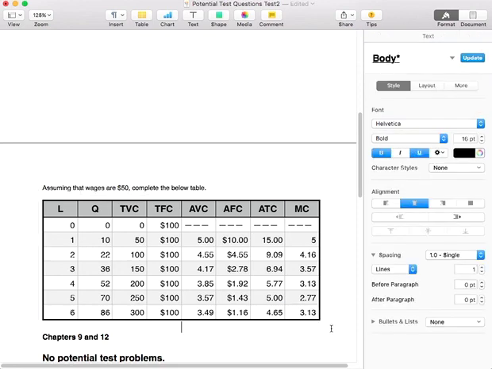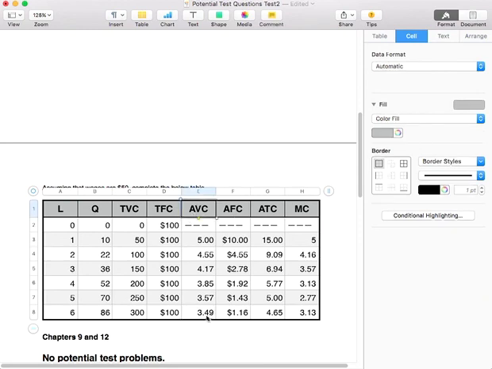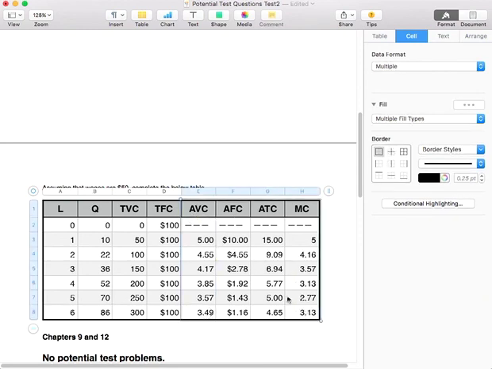So make sure you're comfortable with calculating all of these. Remember that when I do this on the test, you will not be given these columns. The pieces of information that I'm highlighting here will not be given to you. So you're going to be responsible for filling in the remainder of the information.